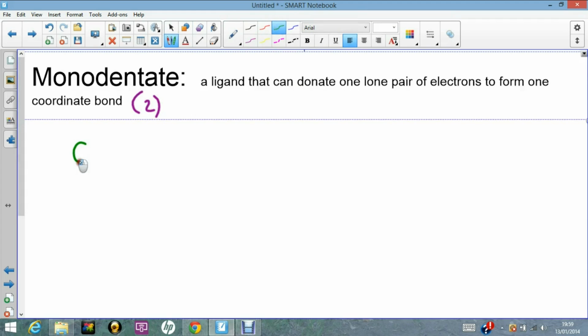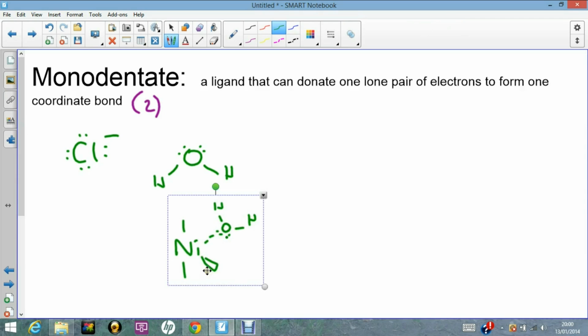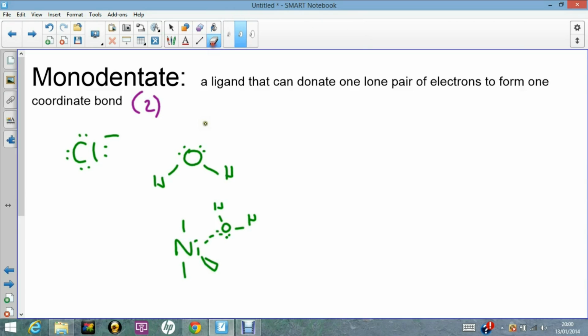So if we look at some examples, we'll start with chloride. Even though it's got lots of electrons around it, it's only going to use one of these to form a coordinate bond with a metal ion. If we think about water, even though it's got 2 lone pairs, it's only going to use one to form one coordinate bond, because if you think about a complex such as this, if we put a water there, there's no way that it can physically fit itself round to form a bond with this other coordinate bond waiting to happen here.